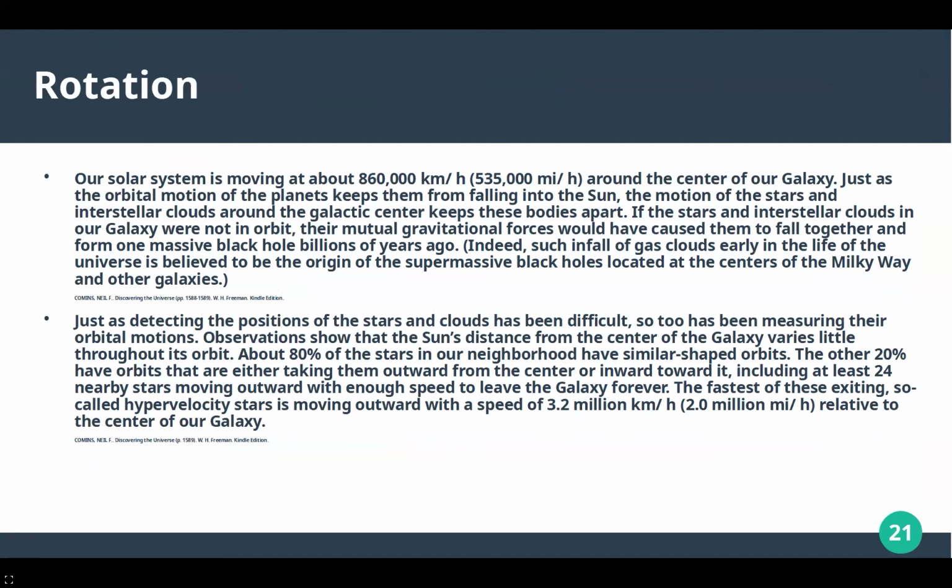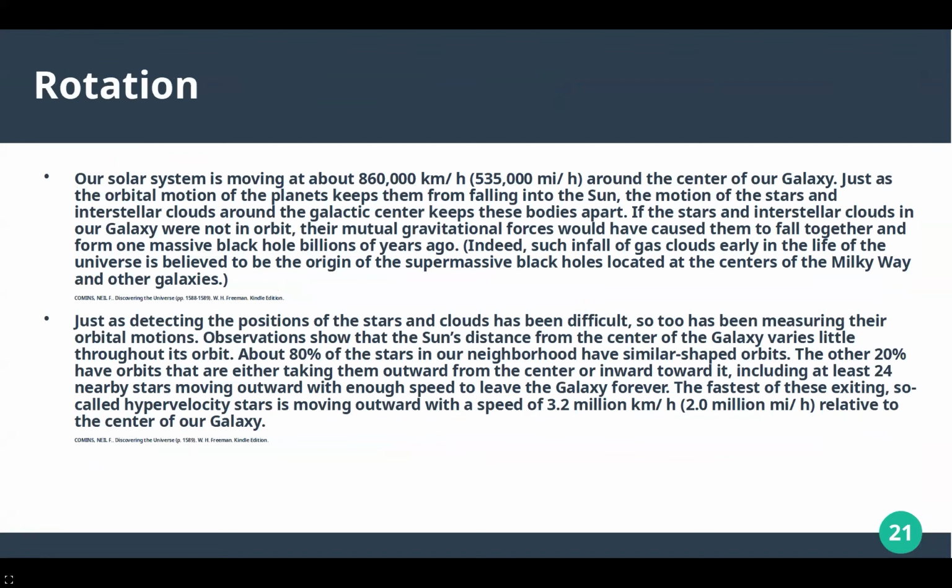Just as detecting the positions of the stars and clouds has been difficult, so too has been measuring their orbital motions. Observations show that the sun's distance from the center of the galaxy varies very little through its orbit. About 80% of the stars in our neighborhood have similarly shaped orbits. The other 20% have orbits that are either taking them outwards from the center or inwards towards it, including at least 24 nearby stars moving outward with enough speed to leave the galaxy forever.